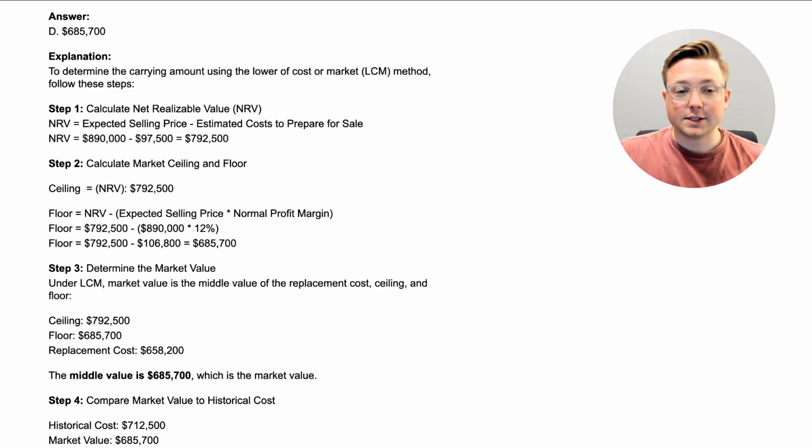All right, here we are. The answer is D, $685,700. That is the carrying amount of the inventory using the lower of cost or market. So let's walk through this. Again, we're going to do the steps over again so that you can see how we got there.